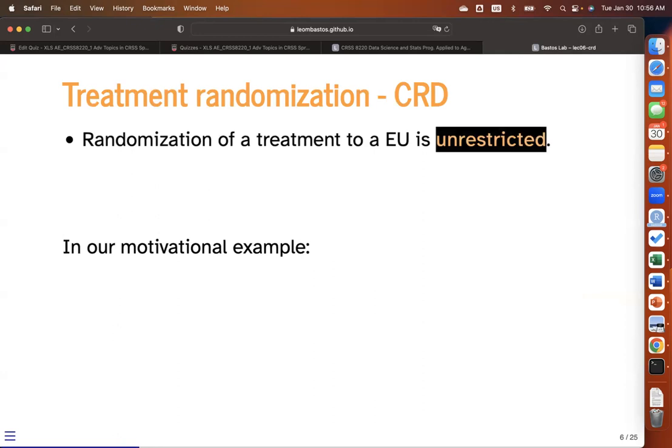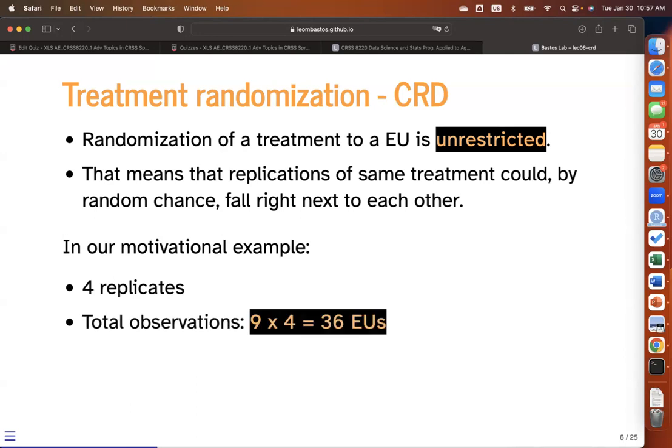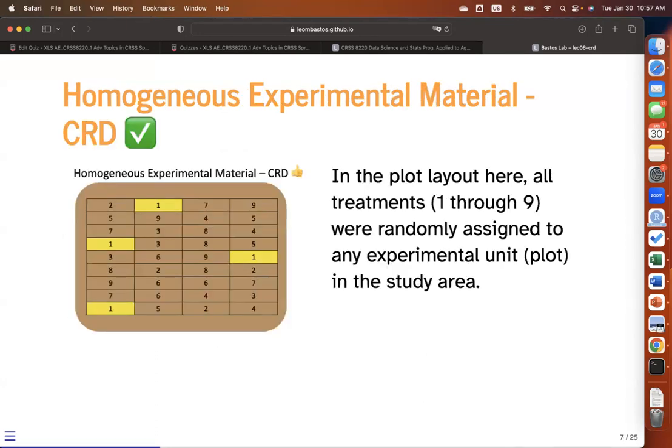Because we have homogeneous experimental material in this example, randomization of any treatment to an experimental unit is unrestricted. We already talked about this, but it basically means that 2 replications of the same treatment could fall into neighboring plots or pots or whatever it is in your case. In our case, plots on the field. In our motivational example, we had 4 replicates for a total of 36 experimental units. In our case, experimental unit means a plot on the field, which is something that we just saw.